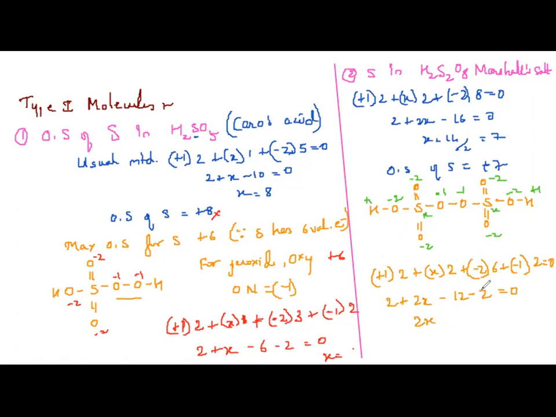-12 minus 2 is -14. -14 plus 2, -12. -12 becomes +12. So x is equal to what? It is 6. So the oxidation state of sulfur here is +6. It is not +7. Understood? So these are type 1 molecules.